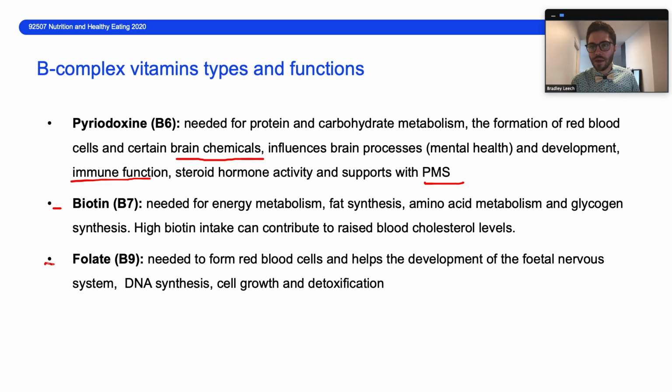Let's look at folate here, B9, needed to form red blood cells. It's required for the development of the nervous system, so it's really important during pregnancy, especially in the first trimester, to prevent what we call neural tube defects. Also supports with DNA synthesis, growth and detoxification, something called methylation. We might talk about that when we talk about B12.